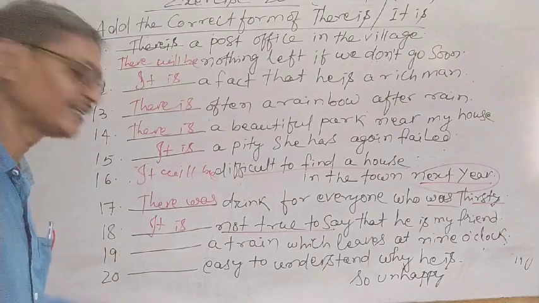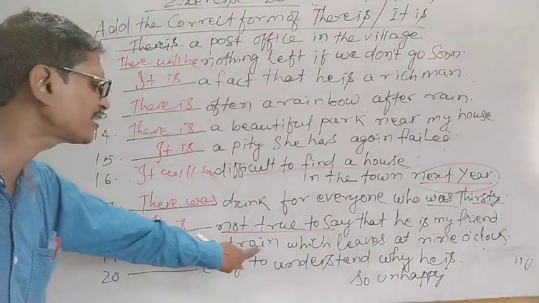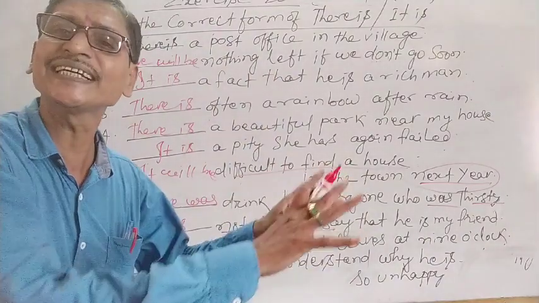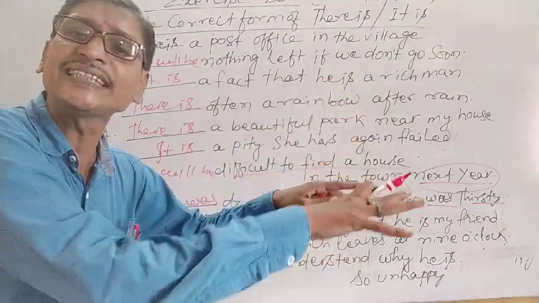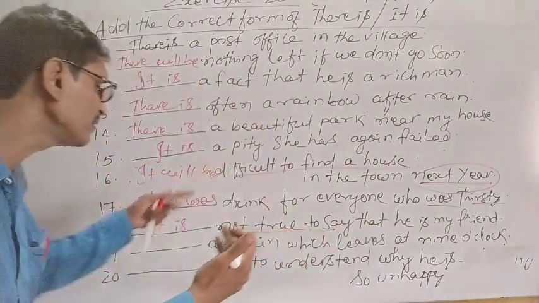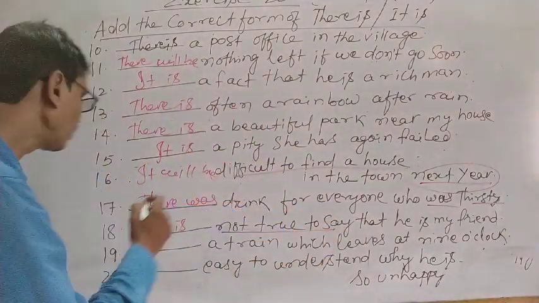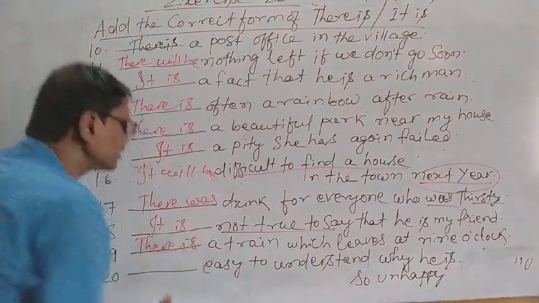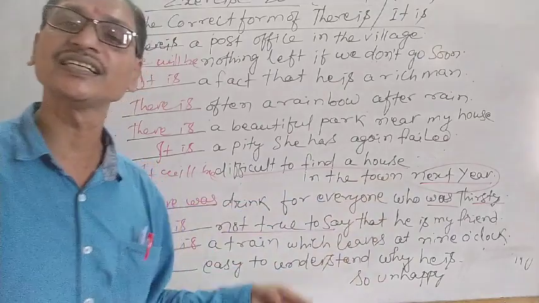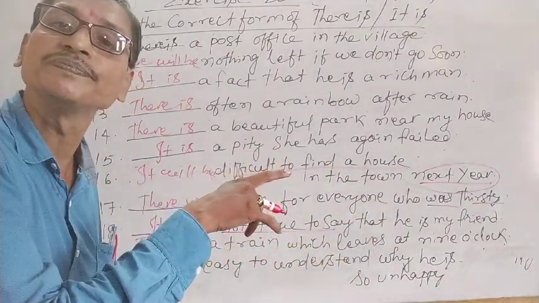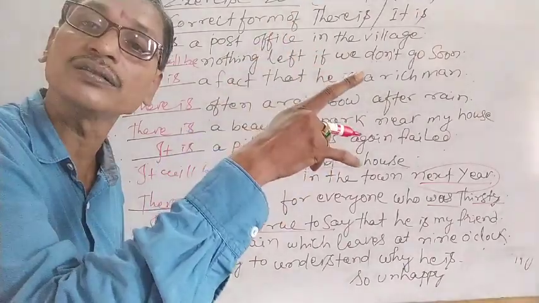Okay? So similarly, the next, number 19, there's a train which leaves at 9 o'clock. A train is present, a train is existing. So when we are talking about presence, we use that. Though it is present time, we can say there is a train. There is a train which leaves at 9 o'clock. There is a train on the platform which leaves at 9 o'clock.